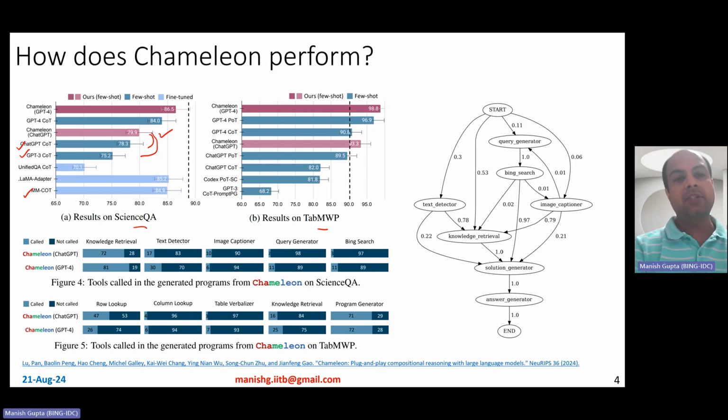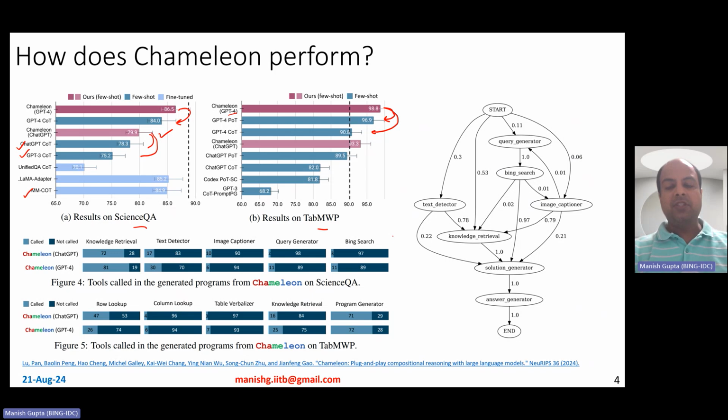Also, Chameleon with GPT-4 is better than GPT-4 with chain of thought itself, on ScienceQA. Similarly, on TabMWP, we observe that Chameleon with GPT-4 is better than GPT-4 with program of thought or even chain of thought. And it's basically the best. So that's that.